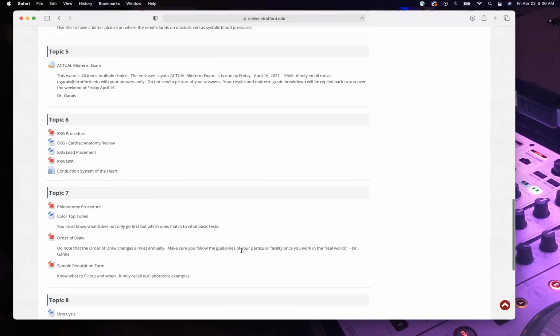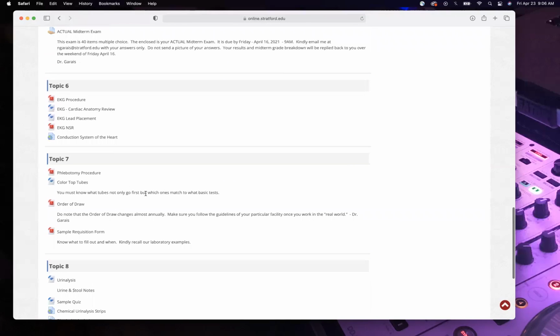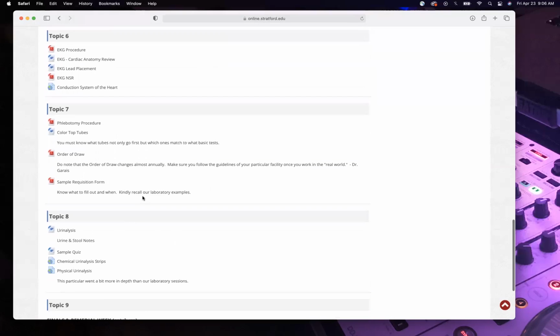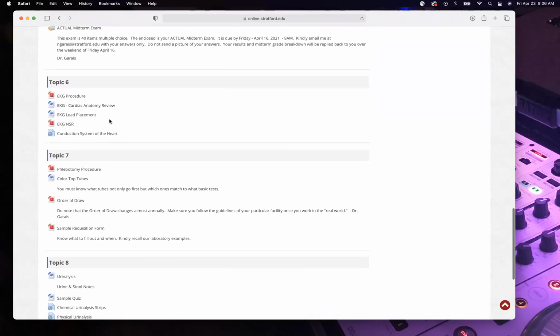And for those of you going into your internship, this is vital to shake the rust off of your skill sets. Your urinalysis is pretty straightforward, but phlebotomy can be tricky, and EKG is pretty straightforward. So let's jump right in and look at first the anatomical things you need to know about EKG. So click here. I have some notes.